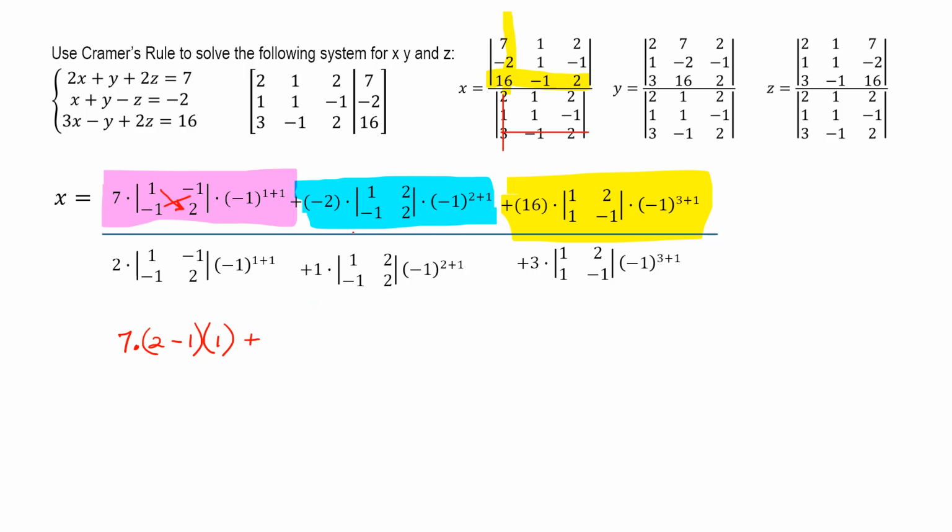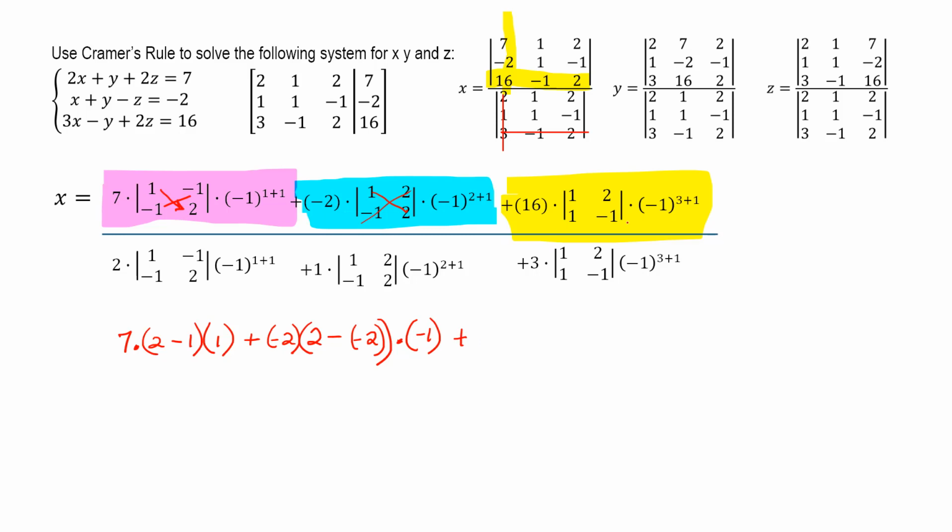Then next thing I'm doing is adding the blue thing. So -2 times 1 times 2, which is 2, minus -1 times 2, which is -2. And I'm going to multiply that by -1 cubed, which is -1.